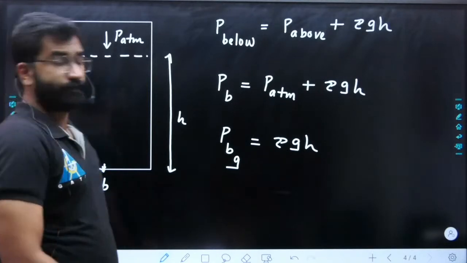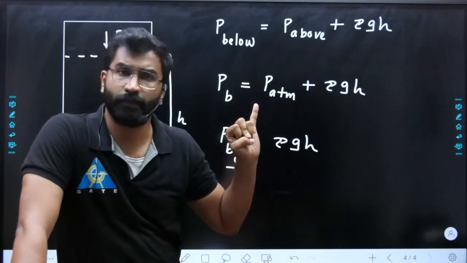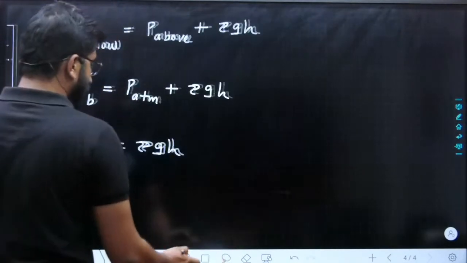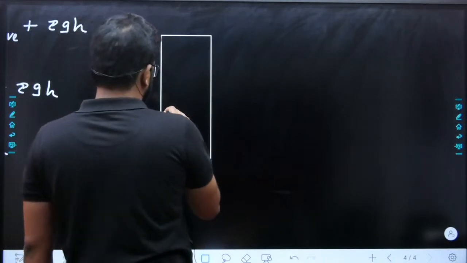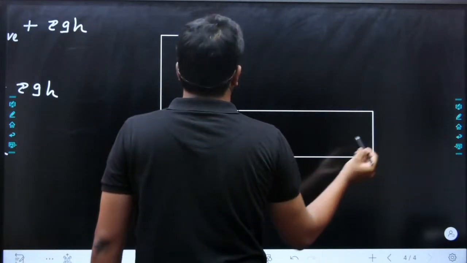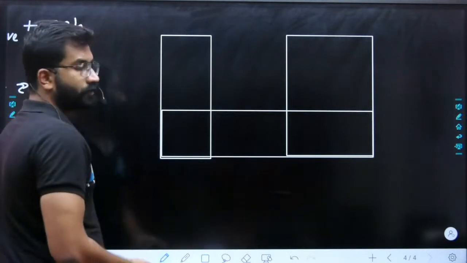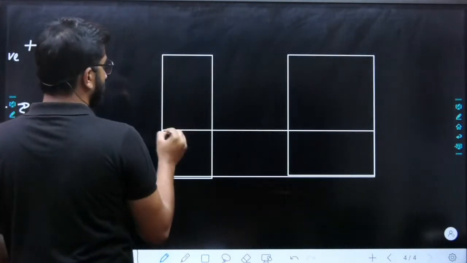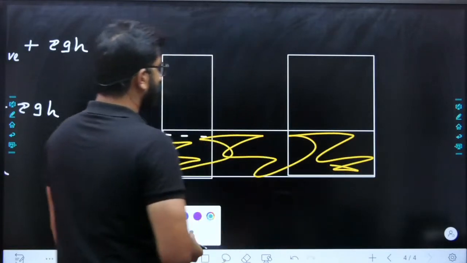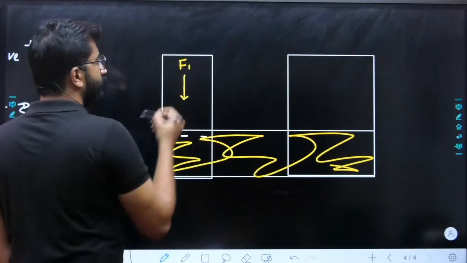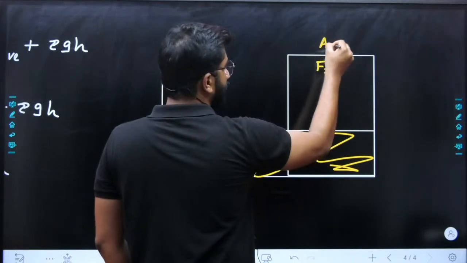Okay, so based on the same equation, you have the hydraulic jack. For example, you have a hydraulic jack like this. This is a hydraulic jack. The entire thing is filled with fluid. Here the force acting is F1 and the area is A1. Here the force will be F2, and the area is A2.